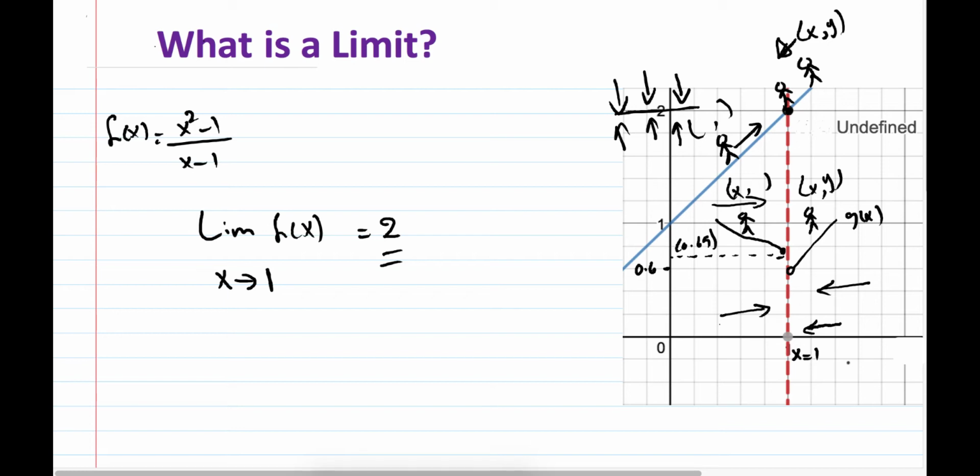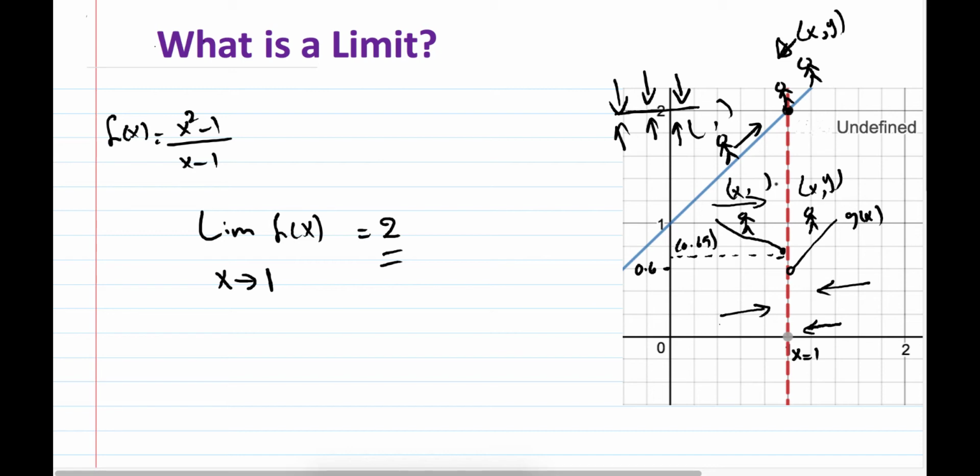Since the y values do not go toward the same value when I approach this particular x from the right and from the left. However, for f of x, since when I approach x equaling to 1 from the right and from the left, I get the same y value, or my function approaches the same y value, therefore f of x equaling to x squared minus 1 over x minus 1 has a limit, and the limit of it equals 2. Okay? That is basically the idea of a limit, and that is the condition of existence of a limit.